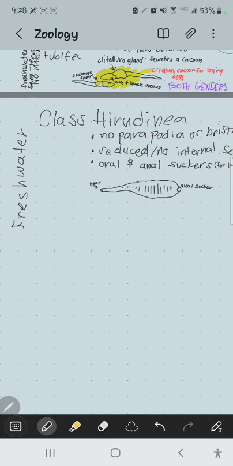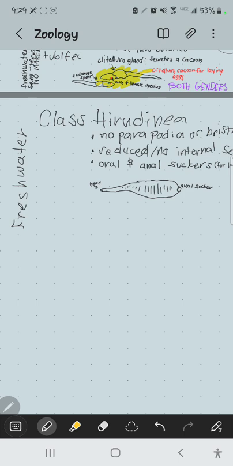Some doctors and surgeons will use medicinal leeches because when they latch onto you, they bite a hole into your epidermis, or basically your upper skin layer, and then they secrete or inject a saliva that's an anticoagulant. So it basically breaks up blood clots.